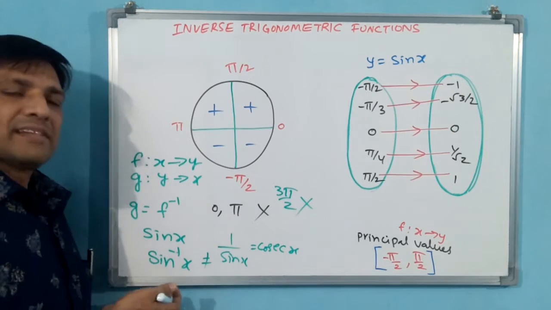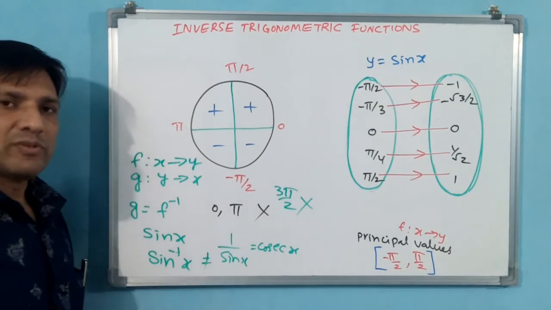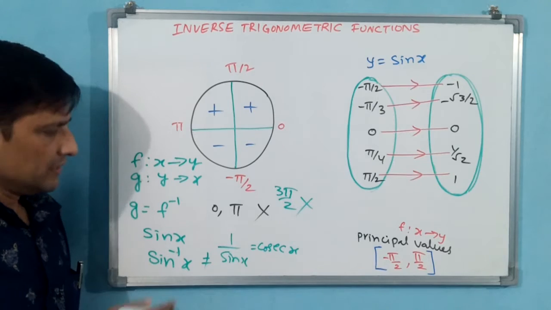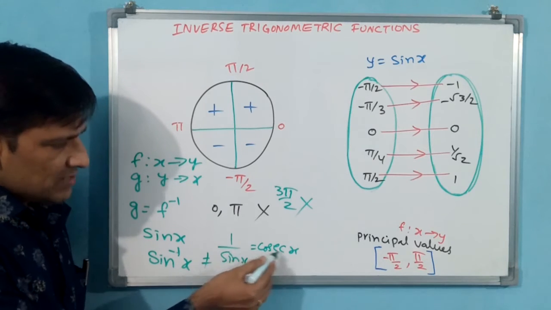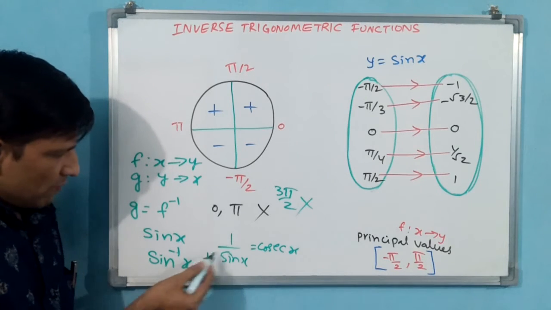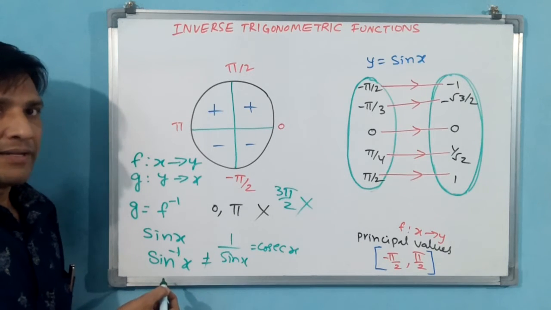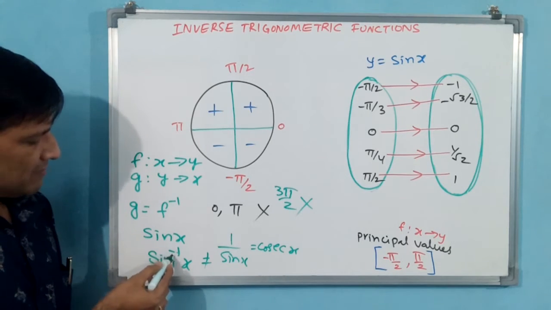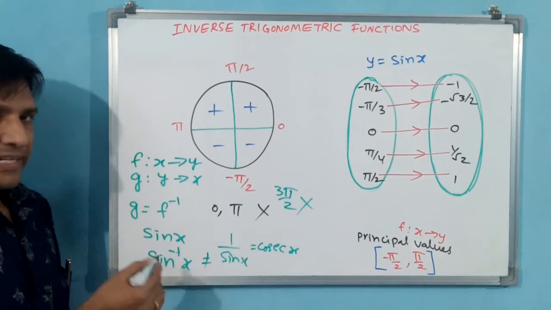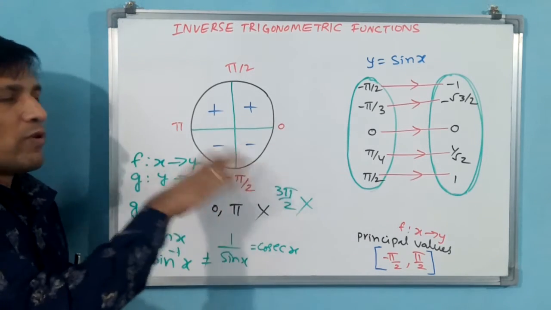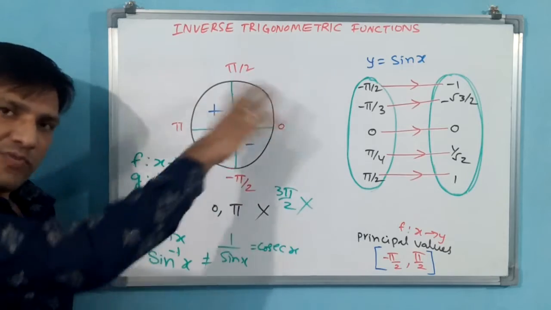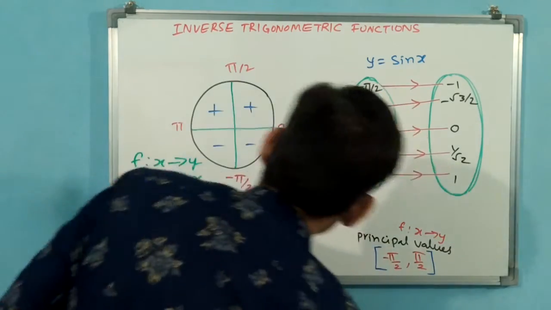Because 1 by sin x is cosecant x. If cosecant x were sin inverse x, then we would not have studied inverse functions. That means 1 by sin x is cosecant x only, but 1 by sin x is not sin inverse x. That you have to keep in your mind. The symbol for sin inverse x is sin to the power of minus 1 x. Now we go for the domain and range for sin inverse x and sin x.